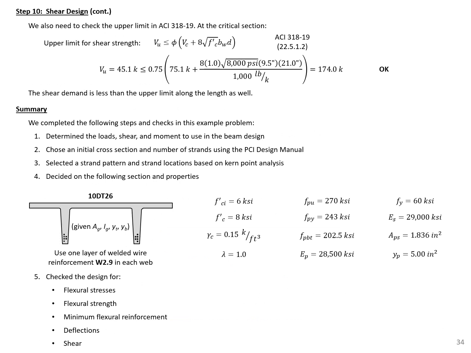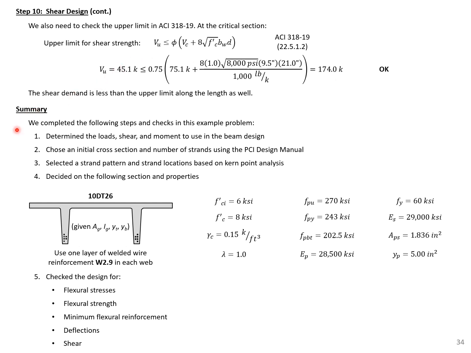The last component that we need to check for shear is we need to make sure that our shear demand is less than the upper limit for our shear strength. So we can compare this at the critical section, and we can see that our shear demand, 45.1 kips, is less than or equal to the upper limit, which we would find to be 174. And if we check the upper limit along the length, we can see that along the entire length, the upper limit is above the maximum demands.